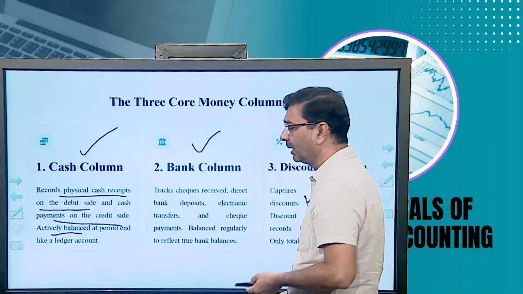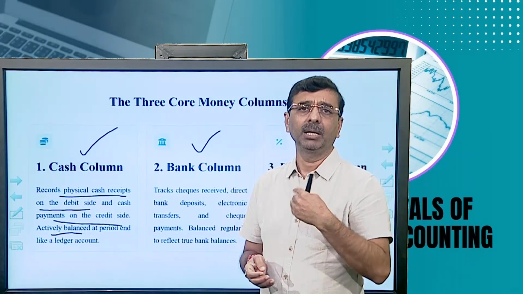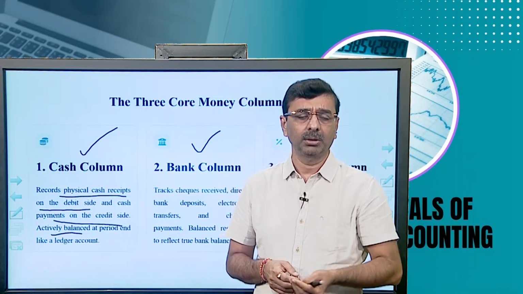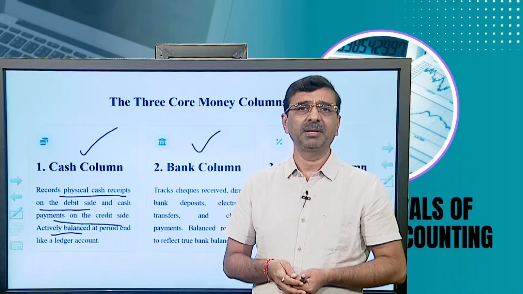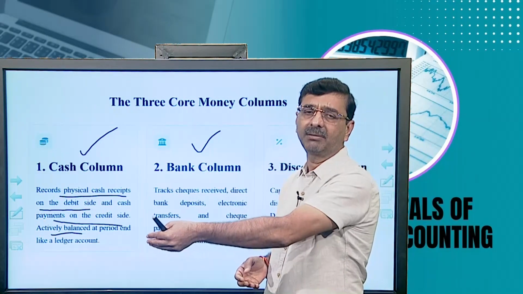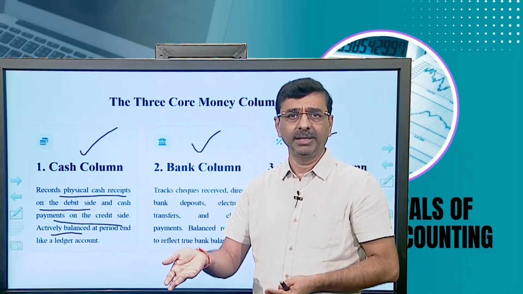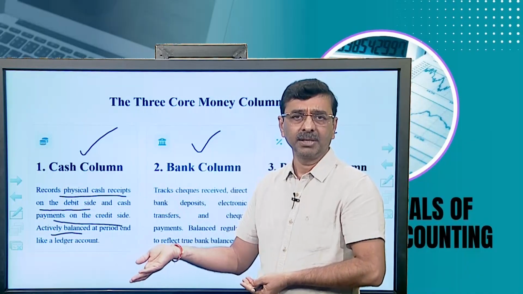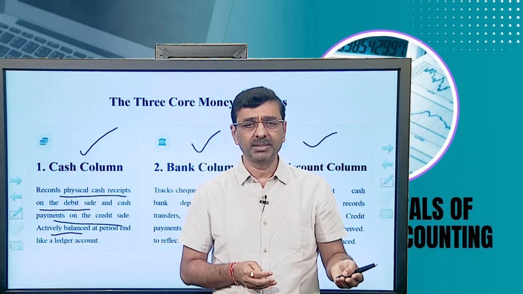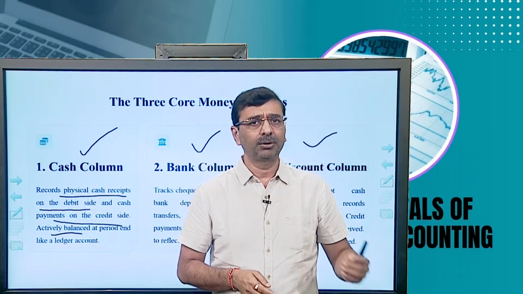The bank column, again, any amount of check received will be considered as a receipt, and any check payment or check given to the customers or for the expenses will be recorded as a payment. So receipts will be considered on the debit side. All the checks received and deposited in the bank for clearing will be considered as receipts, and any check payments for expenses, or purchases of goods or assets, will be recorded on the payment side.